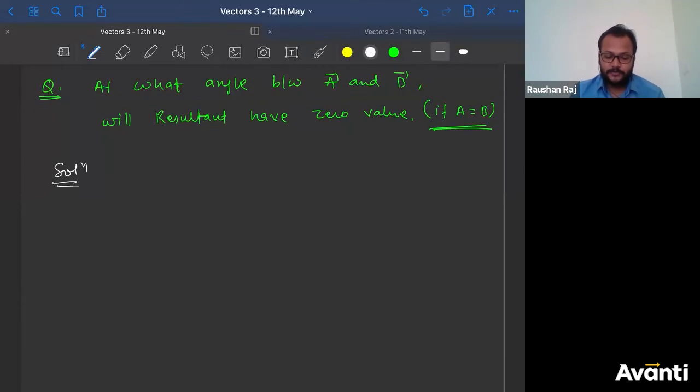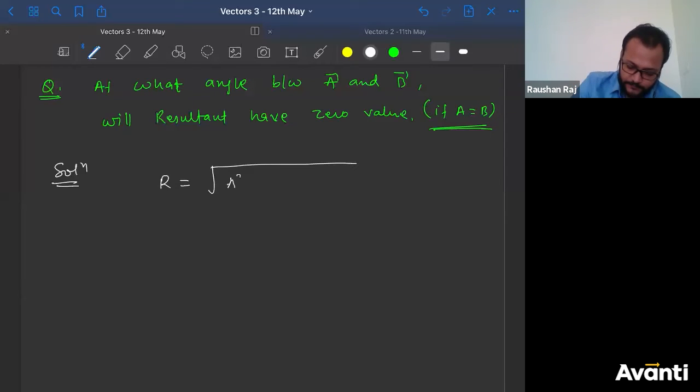So what did I say? I have to find the angle between A and B when the resultant between them is zero, but A and B are equal. R is equal to square root of A square plus B square plus 2AB cos theta, correct? R should be 0.